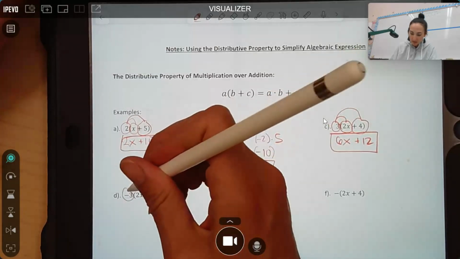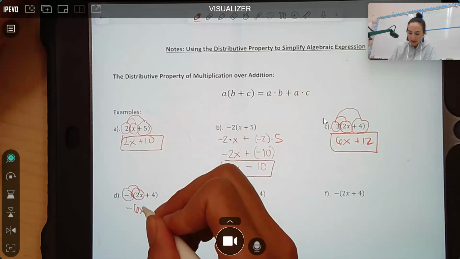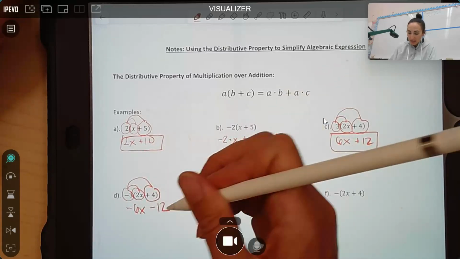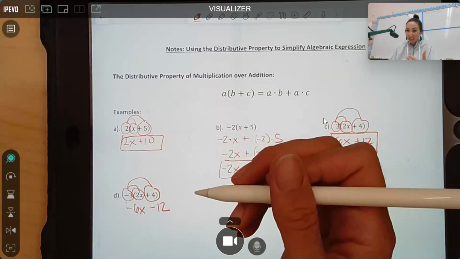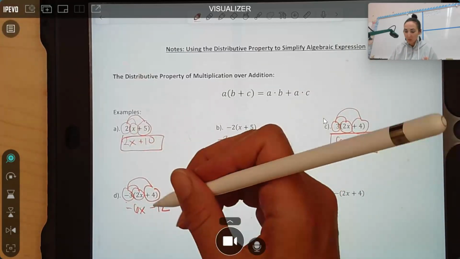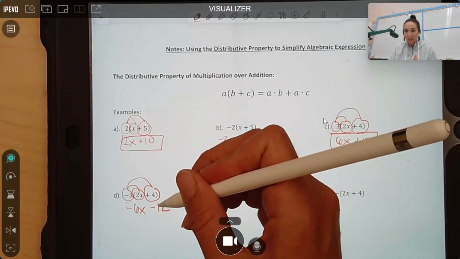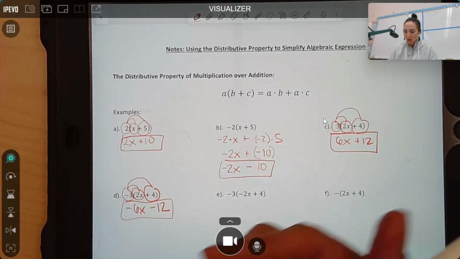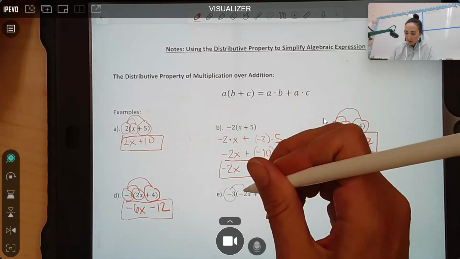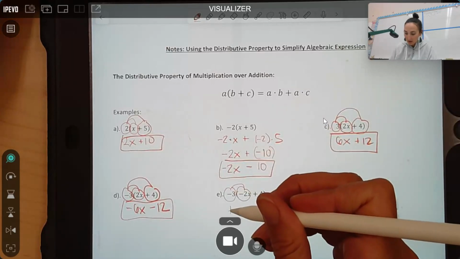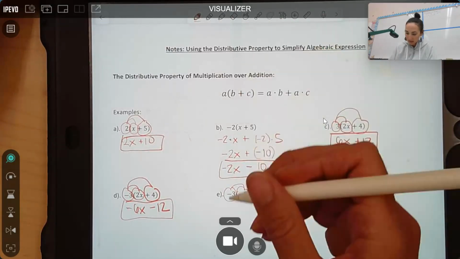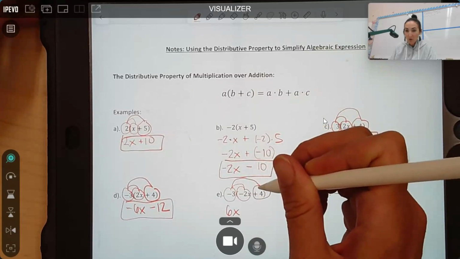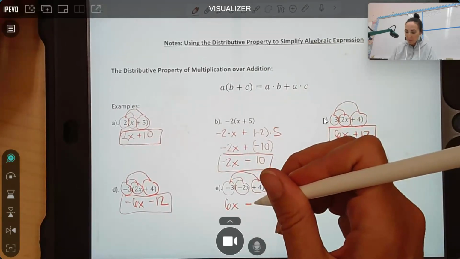For this one, -3 times 2x, we get -6x. Then the -3 times +4, I get -12. And since I get -12, I'm not writing plus -12. I just know that adding -12 is the same thing as subtracting 12. So I got -12, I write -12. Then I have -3 times -2x, and I get +6x. So I don't need to write the plus for positive, I just write 6x. And then the -3 times +4, and I get the -12. So I write -12.